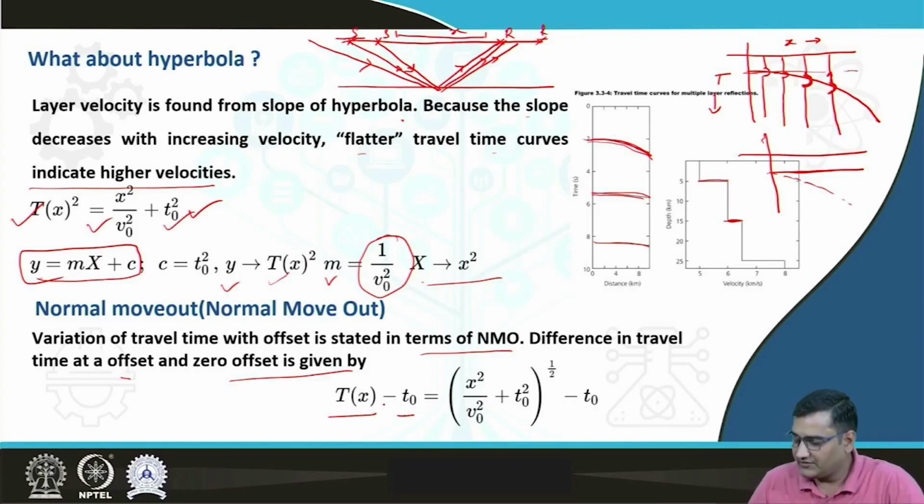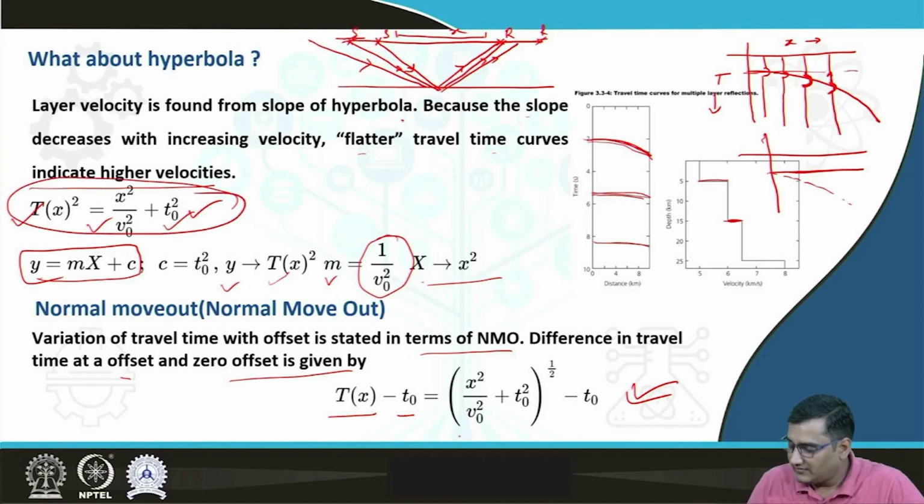So Tx minus T naught is equal to the square root of x square by V naught square plus T naught square, minus T naught. So you can see that Tx has been replaced by this equation here, and then you have kept minus T naught, that is finding out the normal move out value.